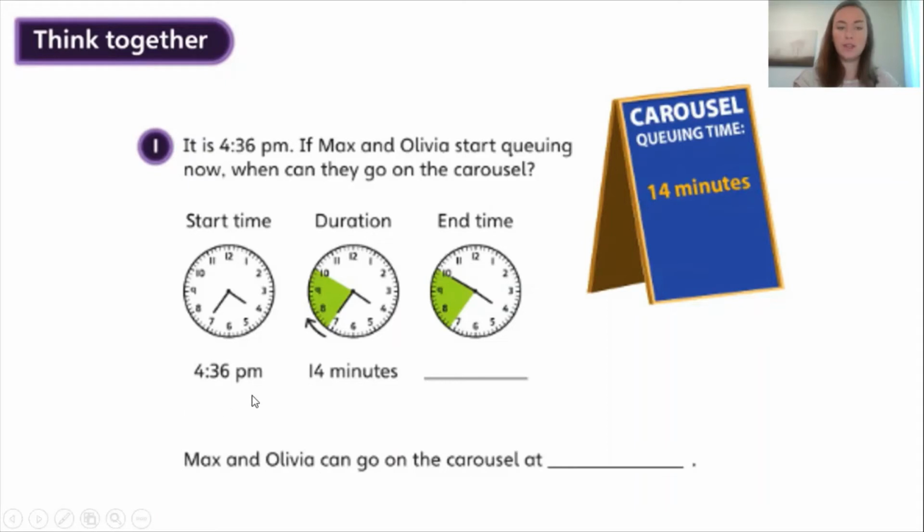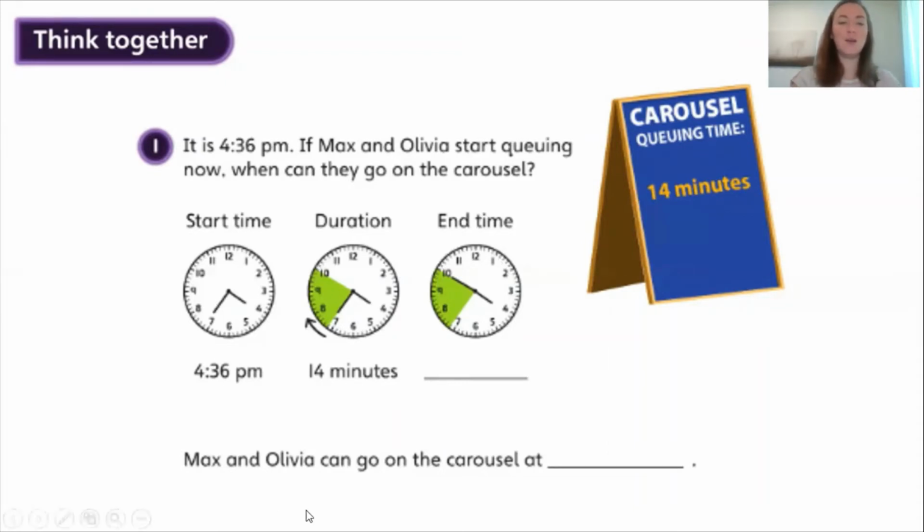So it's 4:36 now. In 14 minutes time, when they have done their queuing, what will the end time be when they get on the ride? Pause the video now and see if you can work that out for yourself, then come back for the answer in a minute.